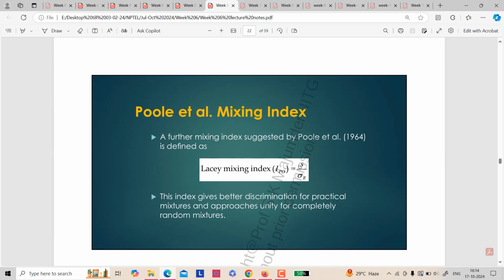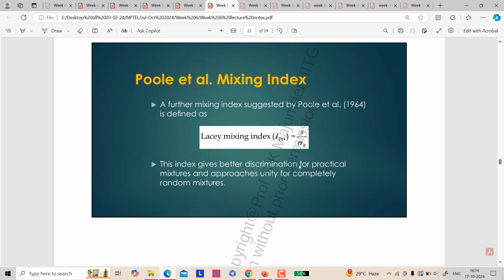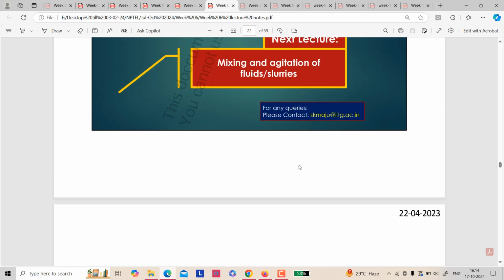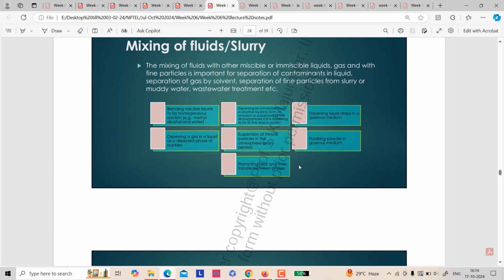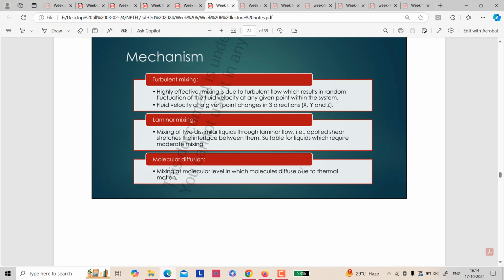Then this is the Poole mixing index, like this. Next comes agitation and mixing. So there are three types of mixing. Turbulent mixing, where highly effective mixing is due to turbulent flow, which results in random fluctuation of the fluid velocity at any given point within the system. Fluid velocity at a given point changes in three directions.